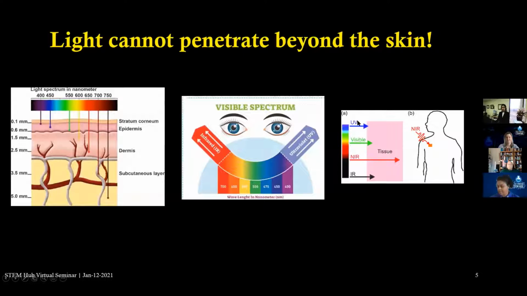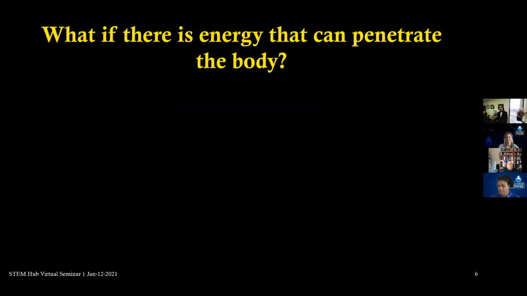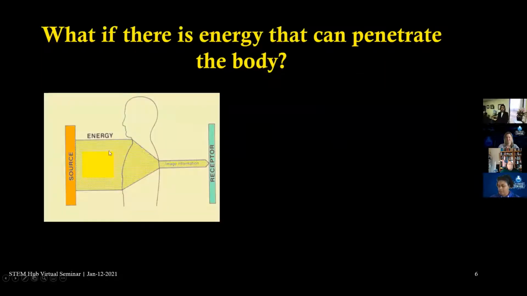It's the same with the ultraviolet, and the near infrared and infrared somewhat travel, but it's very limited. So what if we have some kind of energy that can penetrate the body like this? We have some energy that penetrates the body, and whatever signal we get is collected at this receptor, and then we can form the image.